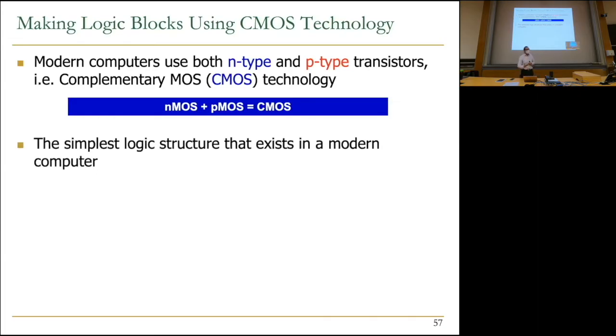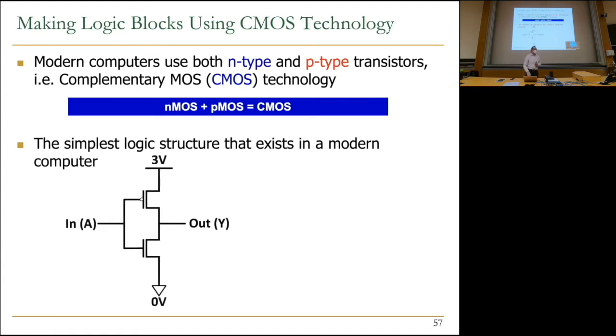Let's take a look at the simplest logic structure that exists in a modern computer. I'm going to throw you two transistors connected this way. So what does this look like? Basically, you have a P-type transistor over here and an N-type transistor over here, right? The P-type transistor is connected to 3 volts, and the N-type transistor is connected to 0 volts. The input is tied to both of the transistors' gates, and then the output is the output. Let's see what happens over here.